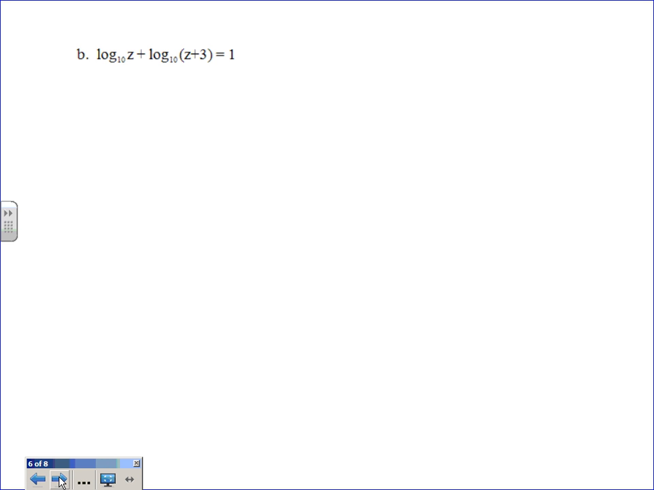All right. Suggestion 1: everything in a logarithm. How about that first term, log base 10 of z? Is that a problem? No. How about log base 10 of z plus 3? Is that a problem? No, that's fine. The parentheses are saying the z plus 3 is all in there. The 1 has a huge problem. There's no log there at all.